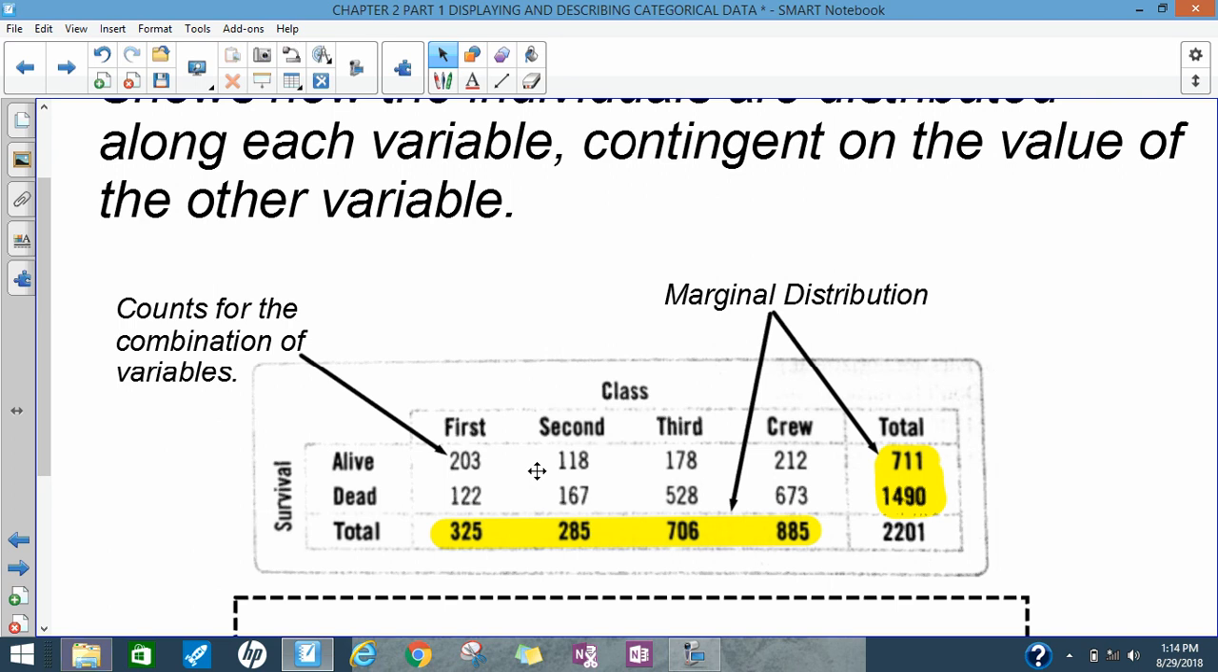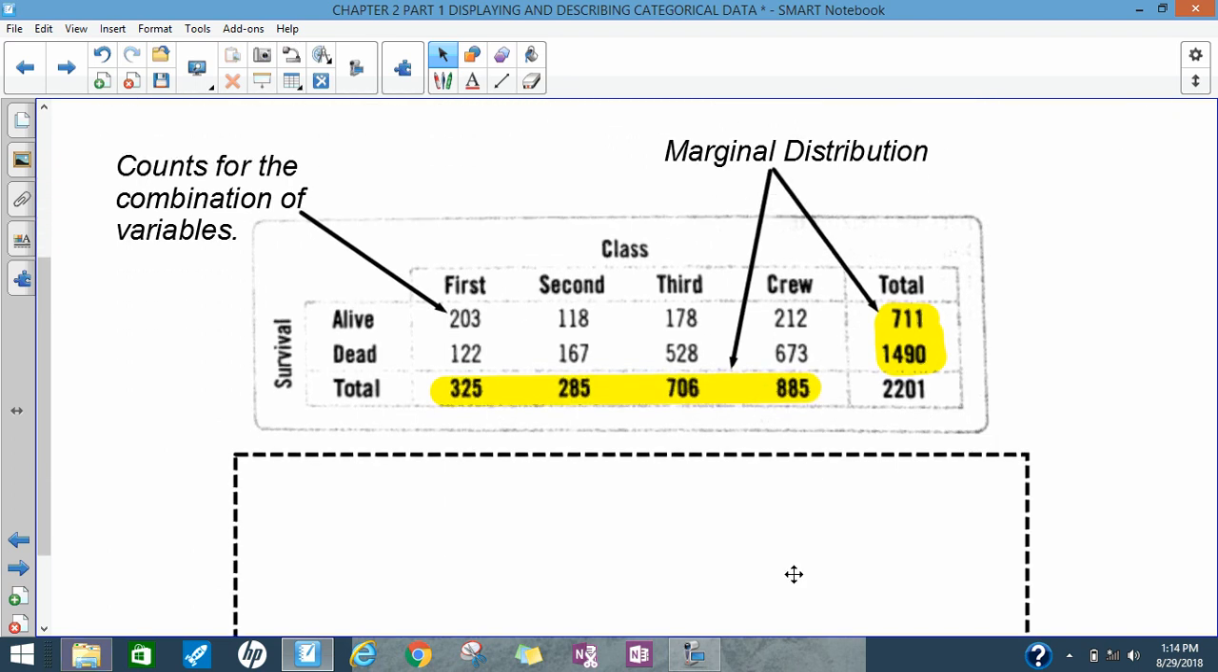So we can look and compare or try to get an idea of did people survive at the same rate based on their class, or did maybe their class affect whether or not they lived or died? And that becomes a little bit easier if we put those into percentages. And I want to note too here before I move on that this row and this column that I highlighted in yellow we would call marginal distributions. So this is the distribution of class, this is the distribution of survival.